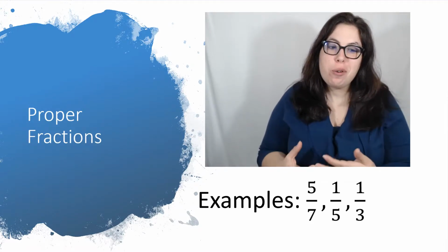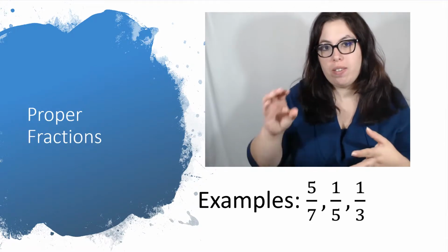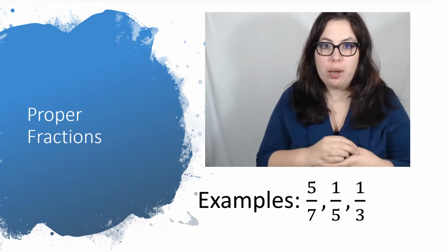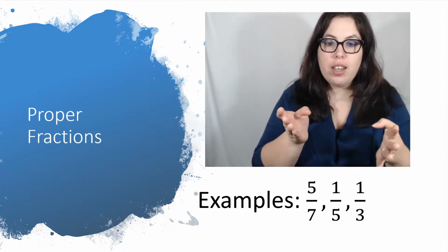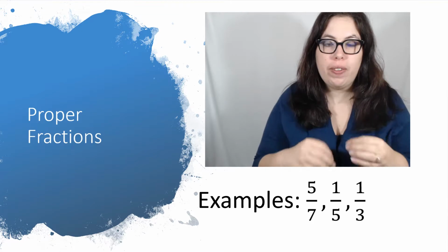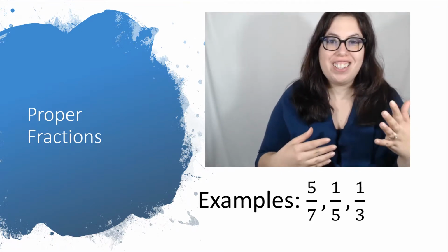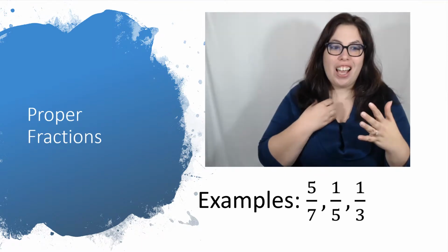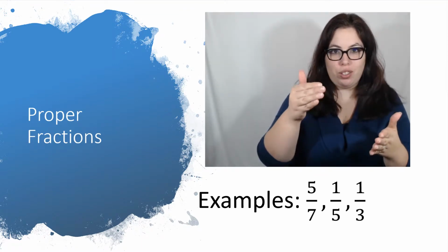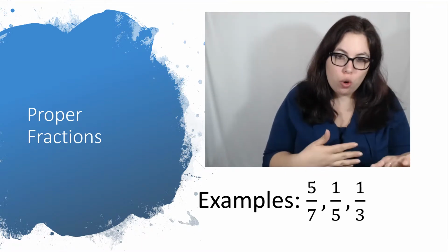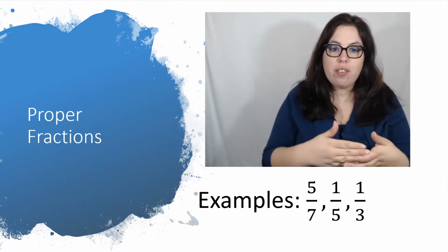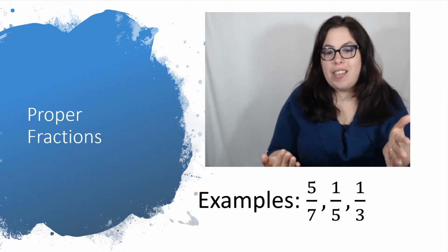Okay, so proper fractions are fractions where the top is smaller than the bottom. So the numerator is smaller than the denominator. This is a traditional fraction because it is saying I have less parts than a whole. I can't make a whole because I don't have enough. So let's look at some of these examples.